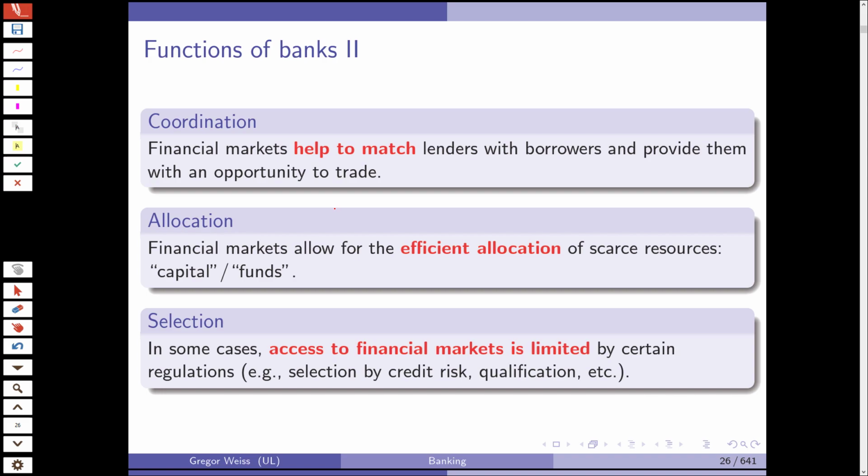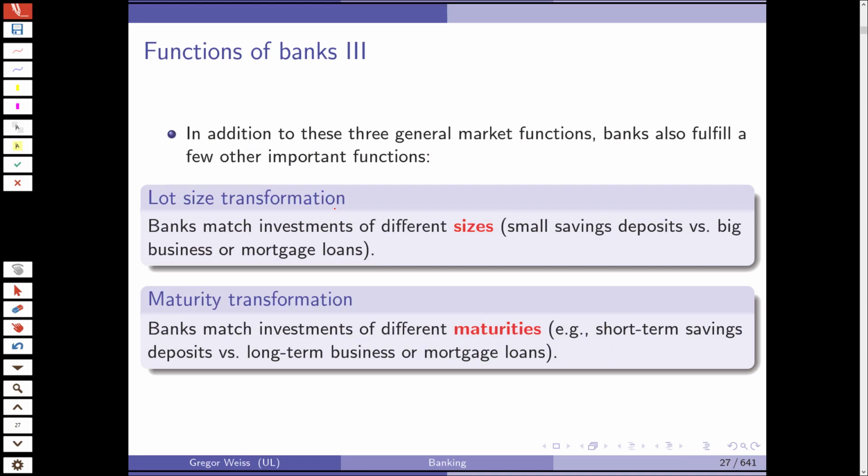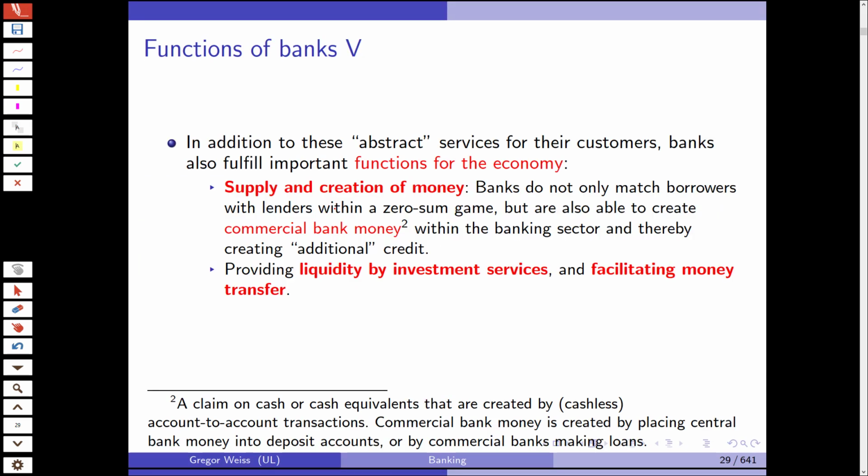If there are countries that don't have banks or don't have this type of banking sector, it needs to be justified. Okay, lot size, maturity transformation, we've talked about this, and risk transformation. In addition to these very abstract theoretical functions, they also fulfill important functions for an economy. First, creation of money.